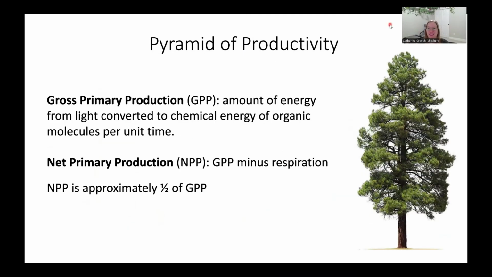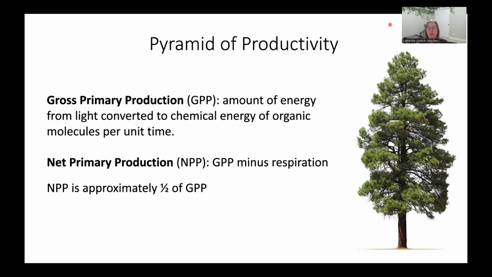We can measure our energy. We're going to start with gross primary production. Gross primary production is the amount of energy from sunlight converted into organic molecules by photosynthetic organisms. So this is how much plants can make organic molecules via photosynthesis. Now, plants need to use what they make, but they don't use all of it. Some they store in their bodies. So the net primary production is what is available for the primary consumers to eat.